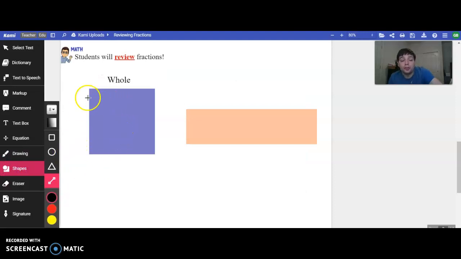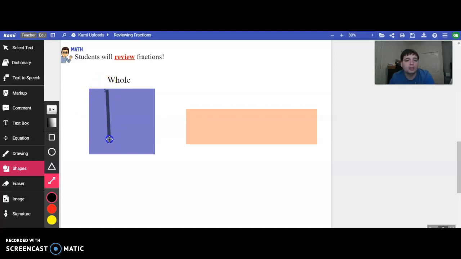Here I have two new shapes. I have a square and I have a rectangle. My square, we're going to start with first. My square, I know it's a whole. So I'm just labeling it at the top here. That's my whole. I have one whole square. I'm going to cut it into three pieces.